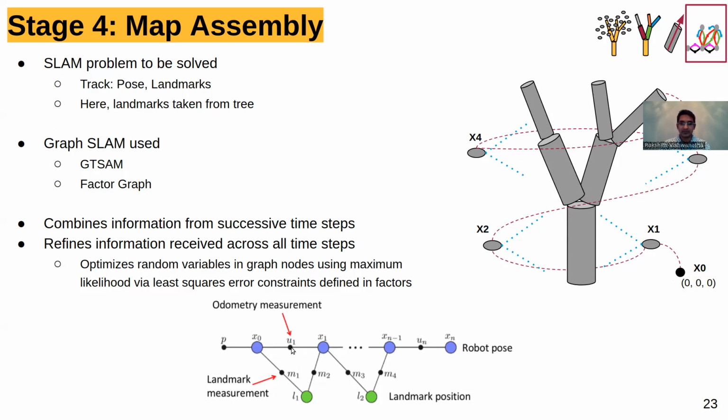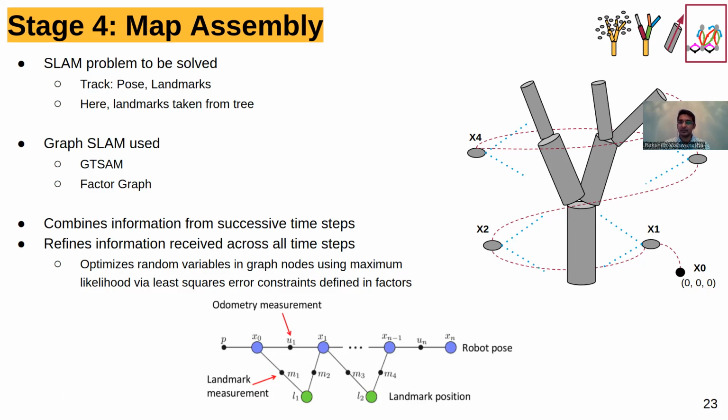Between each of these nodes, we add a factor which represents the odometry, or the amount of motion that existed between these two pose locations. So the amount of motion that existed between x0 to x1 is encoded as a factor here. And from x1, the drone might just see the trunk. And similarly, from x2, the drone might only see the trunk.